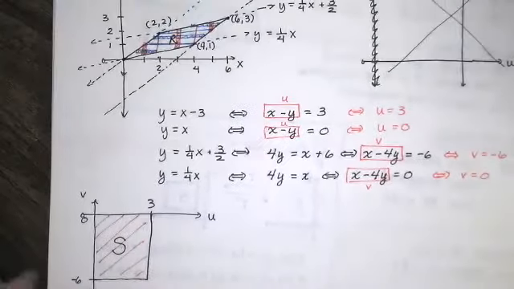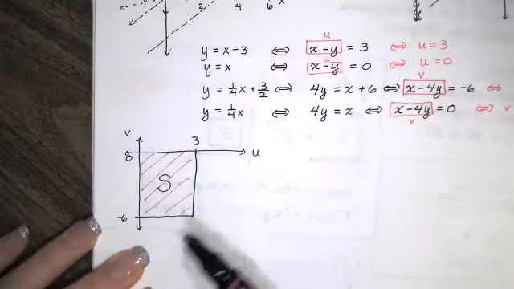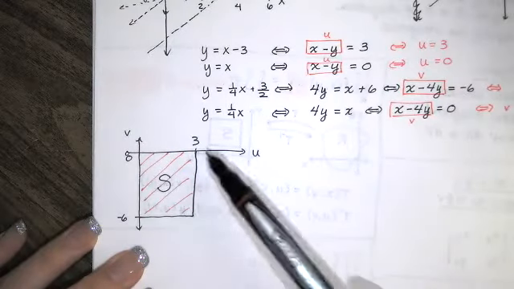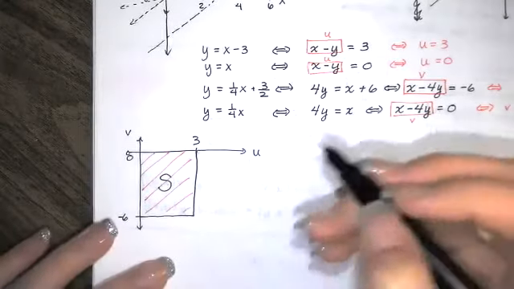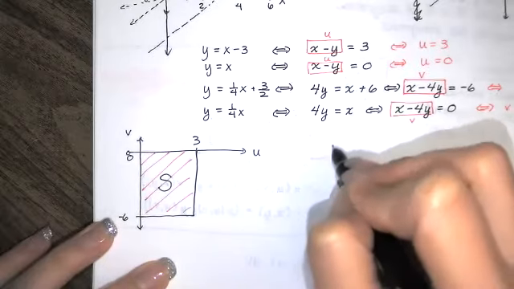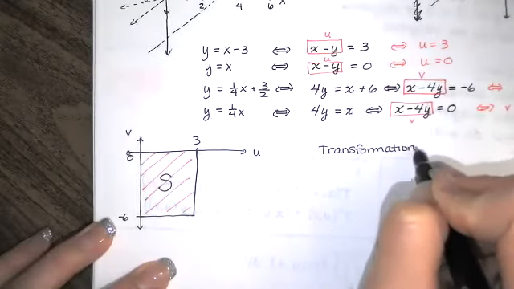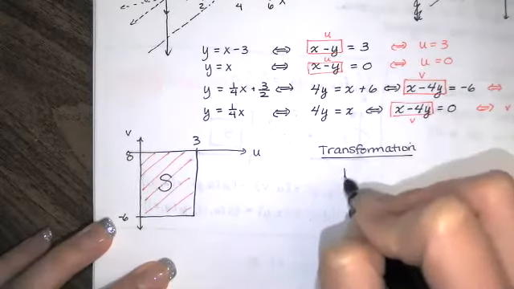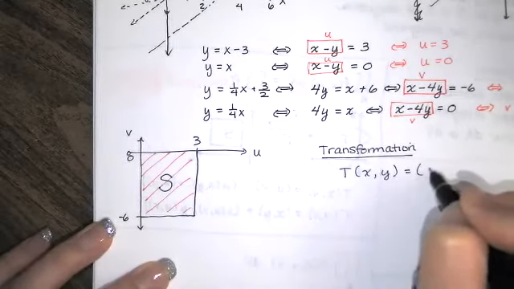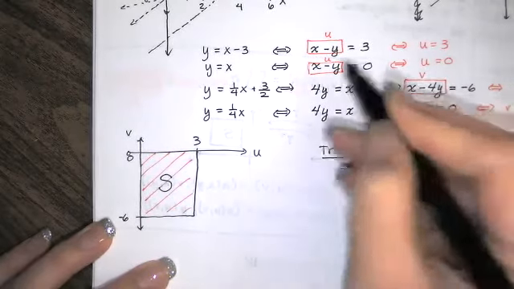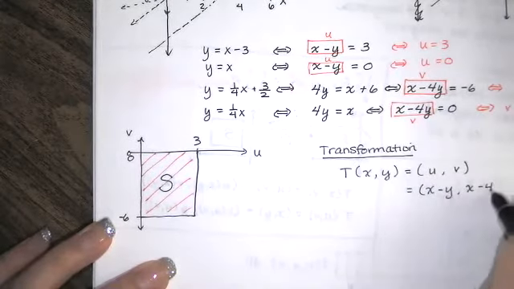That's the beauty of the Jacobian. It did take a lot of work to get from here to here. But once we do all of that work at the beginning, now the integration is going to be really simple over here. So I've got, here's one description of my transformation. I go from x and y to u and v this way. U is x minus y, and v is x minus 4y.